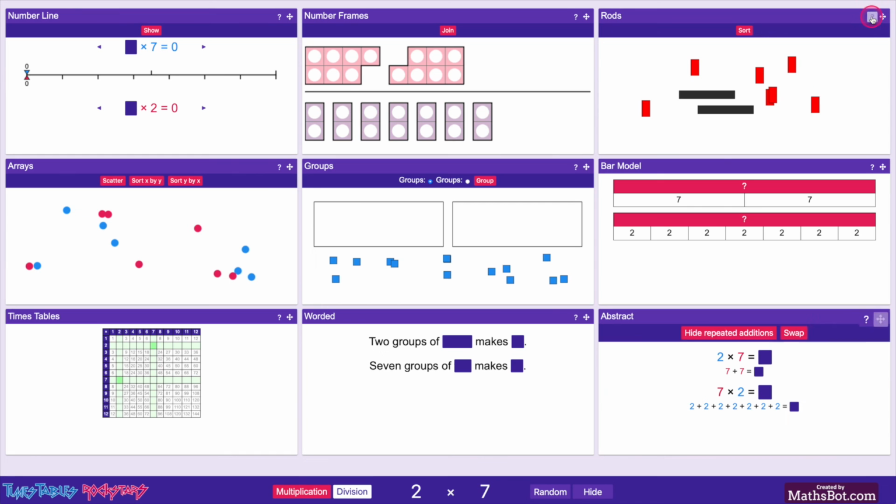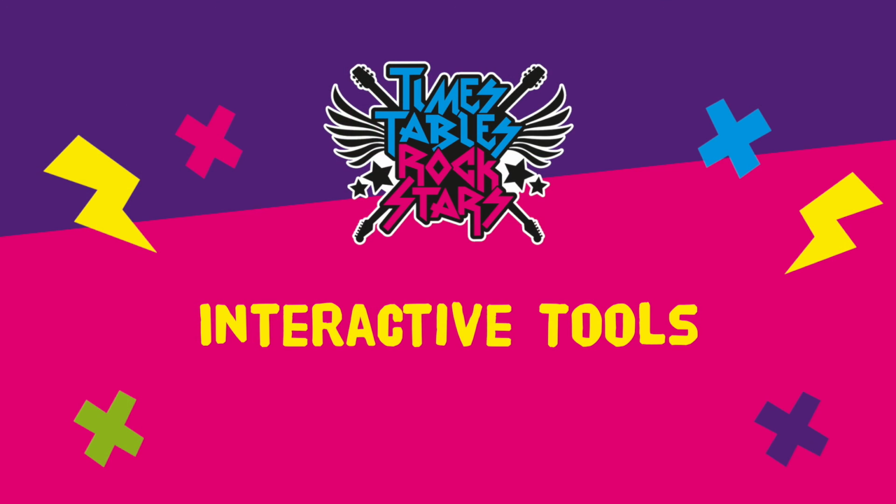Each of these tools can be very helpful when teaching times tables, prompting discussion and hands-on activities. Why not give them a try in your next maths lesson?